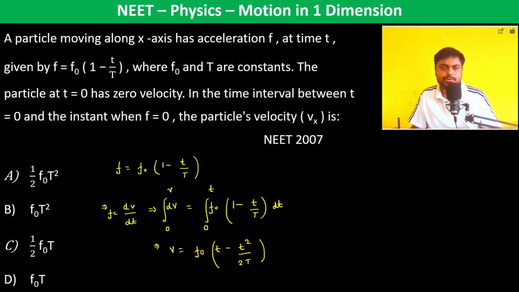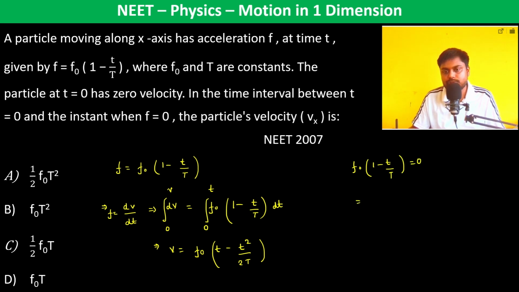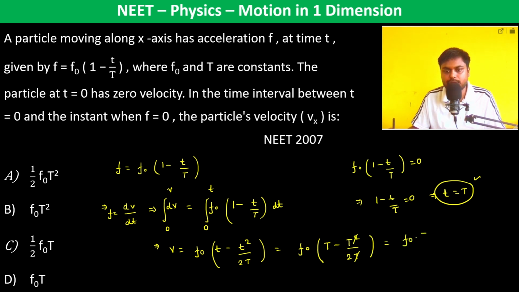So in the time interval between t equal to 0 and the instant when f is equal to 0: when f is equal to 0, f naught (1 minus t by T) should be equal to 0. So 1 minus t by T is equal to 0, therefore t should be equal to T. Therefore this velocity is equal to f naught (T minus T squared by 2T), which is f naught into T by 2. So C is going to be the answer.